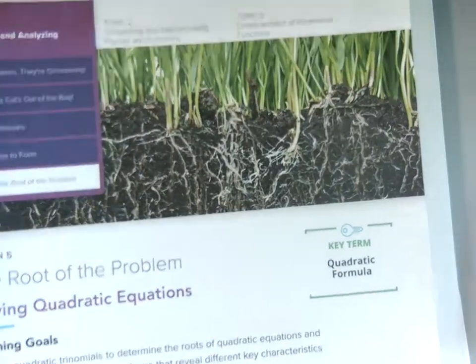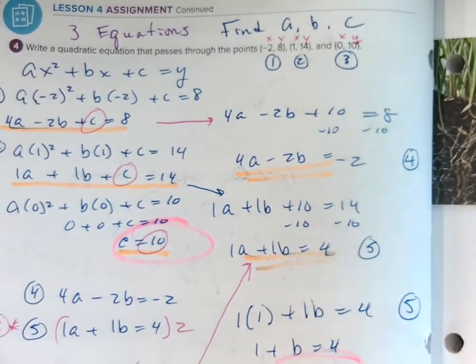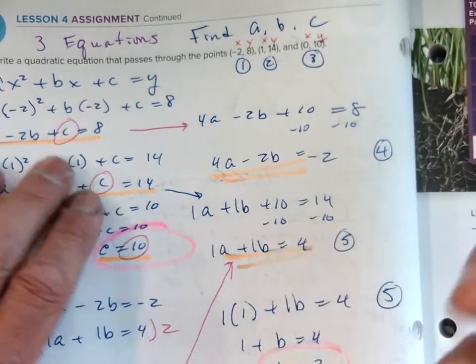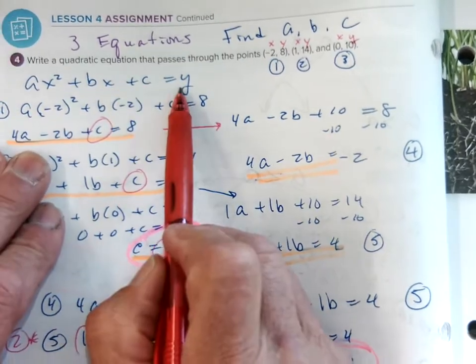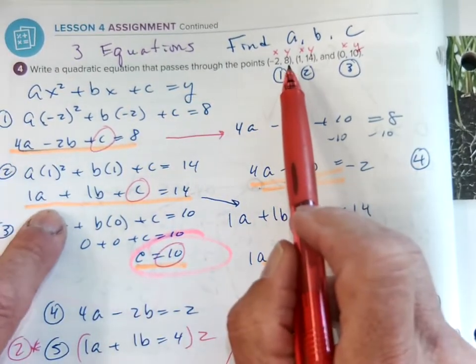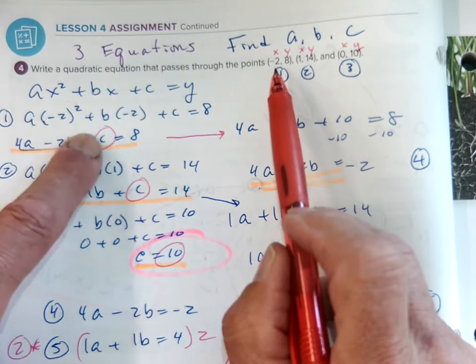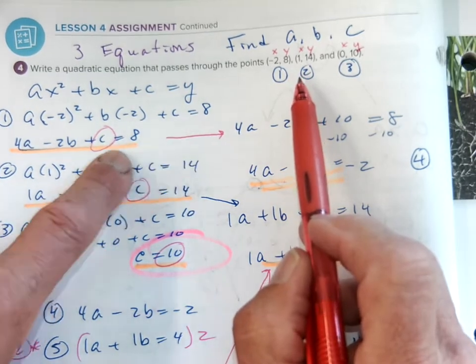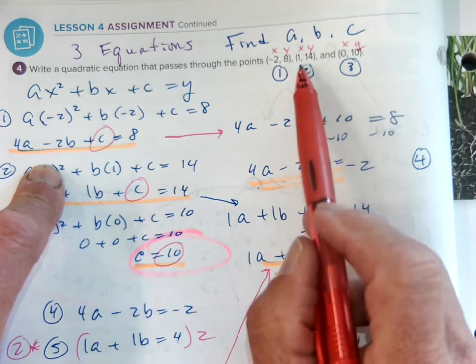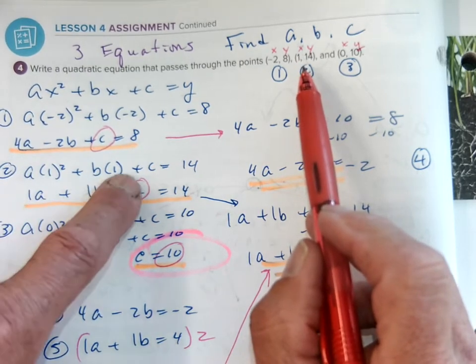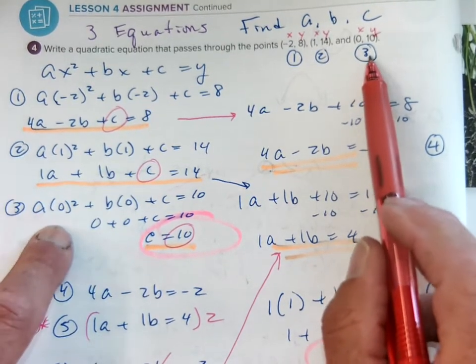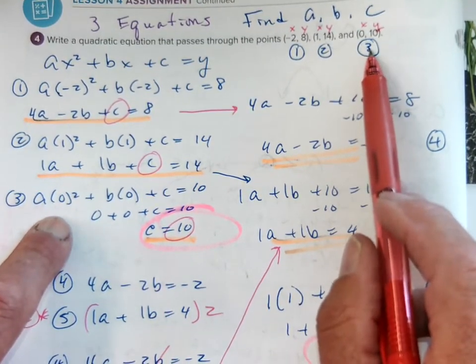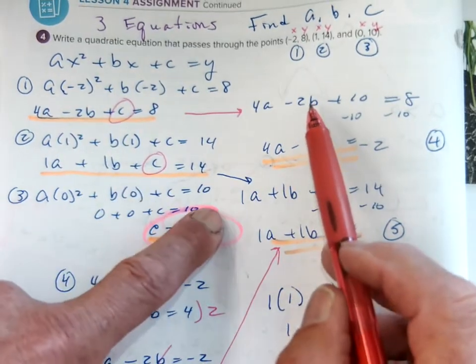And then I looked at the other one, which is solved for 3 equations, and I just kind of worked it through. I got my 3 equations by plugging in ax squared plus bx plus c equals y. I plugged in the first point for x and y and made equation 1. I plugged in the second point for x and y, made a second equation. I plugged in (0, 10), I like the 0, into the equation, 0 for x and 10 for y.